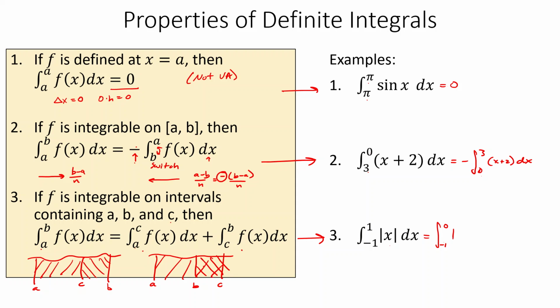-1 to 0 of the absolute value of x dx plus the integral from 0 to 1 of the absolute value of x dx. And the reason why we like to do that is because the absolute value of x is generally defined as that piecewise function. It's negative x when x is less than 0, and it's just regular old x if x is greater than or equal to 0. So we could say that this is negative x in here, and this is just x in here, and we get rid of the absolute value.